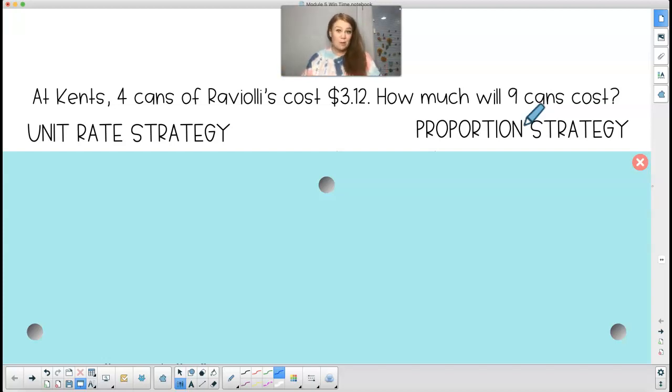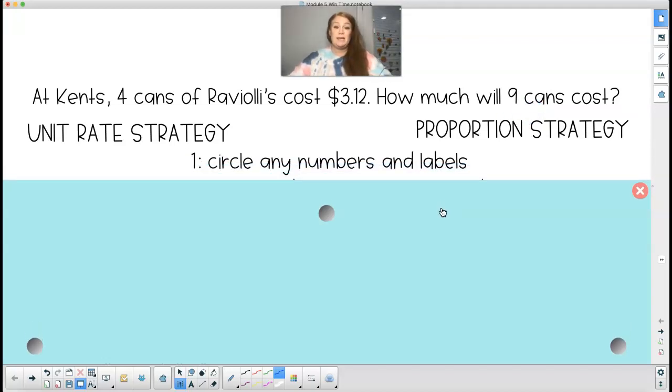And I don't care which one you use, you just need to be able to come up with the correct answer. And you have to be able to know what you are solving for. You've got to put things in the right spot no matter which strategy you use. So this step number 1 is going to be very important. It's very easy, very important.